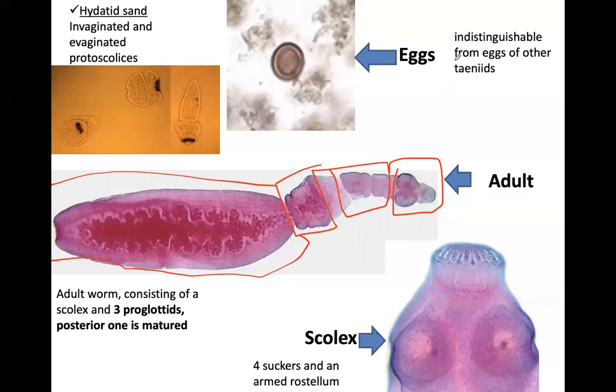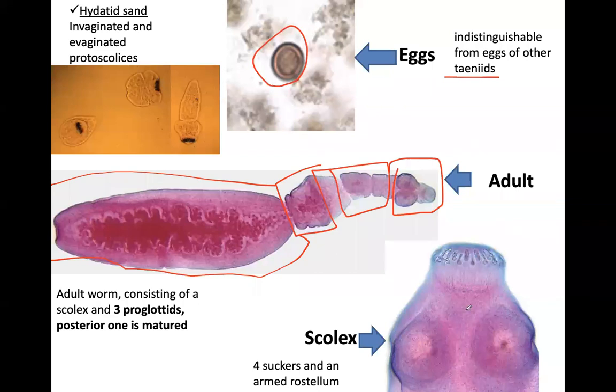But unfortunately, the eggs of this parasite, Echinococcus, are not easily distinguishable from other taeniids. So if you see an egg like this, it could be a taeniid egg, or it could be an Echinococcus egg. But the main distinguishing characteristic is that this one has fewer proglottids compared to the taeniids.